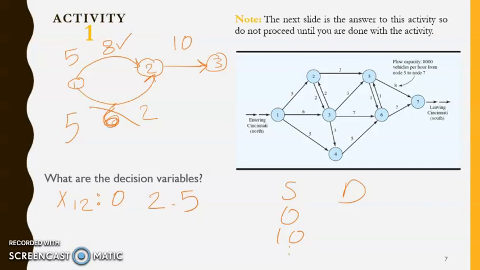And like that, we continue to define all the decision variables, x12, x13, x14. After that, we go for x23 and x25, and like that, it continues.